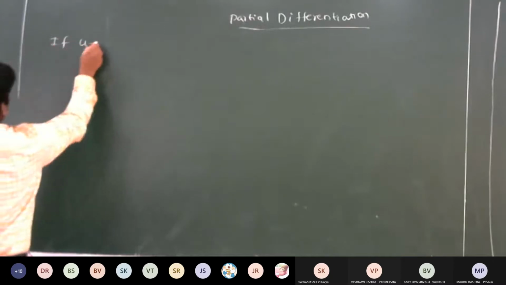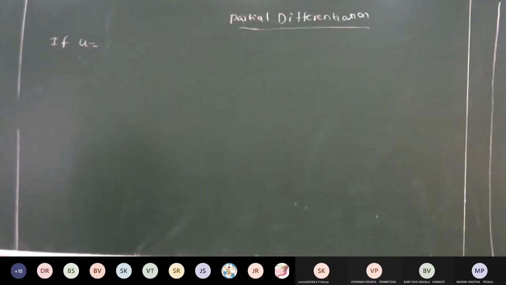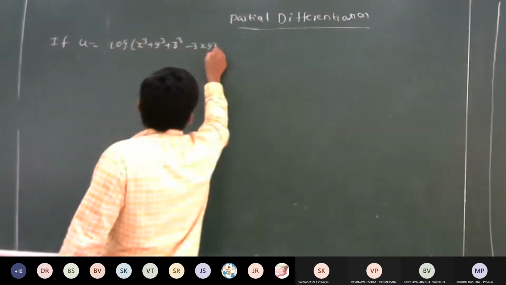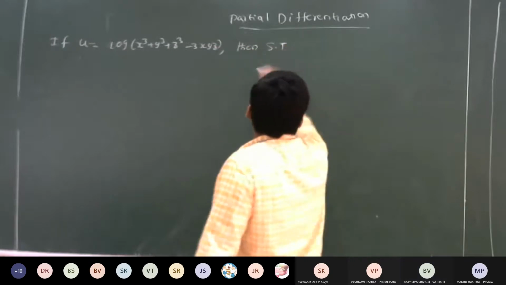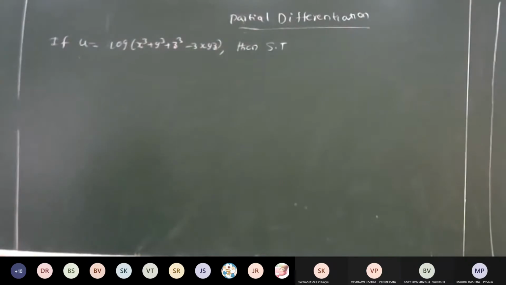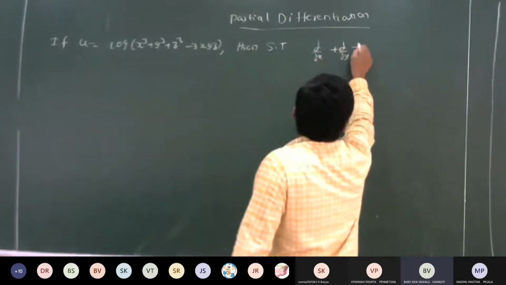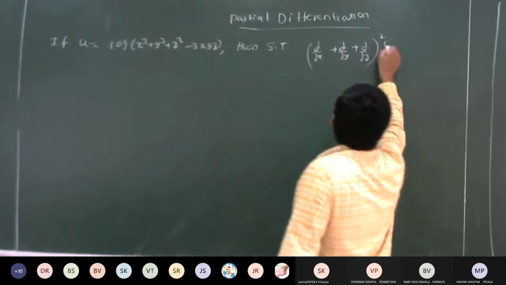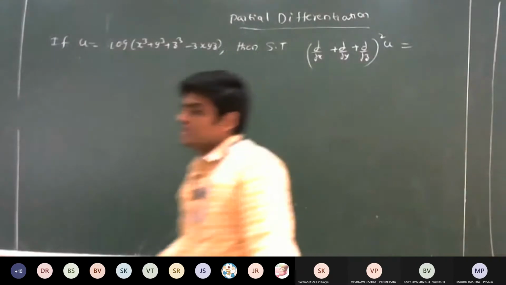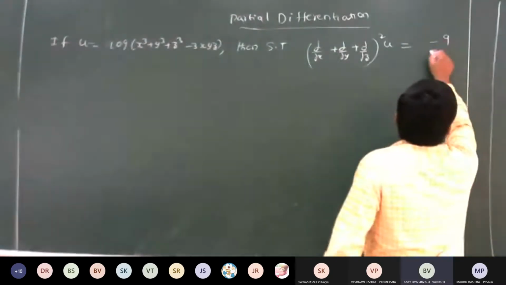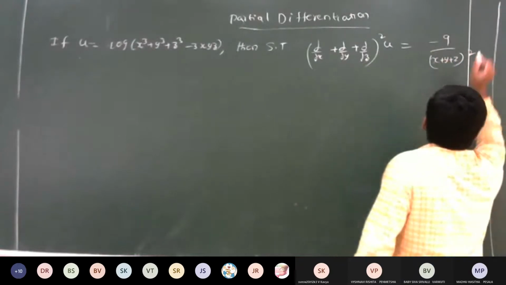If u is equal to log of x cube plus y cube plus z cube minus 3xyz, then show that (dou by dou x plus dou by dou y plus dou by dou z) whole square into u is equal to minus 9 by (x plus y plus z) whole square.